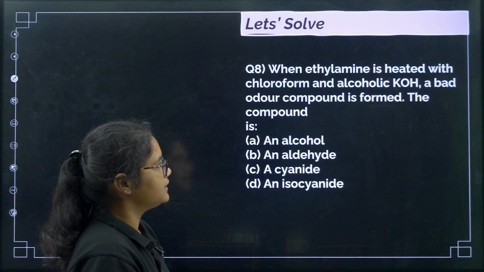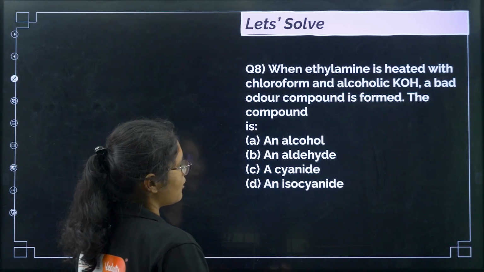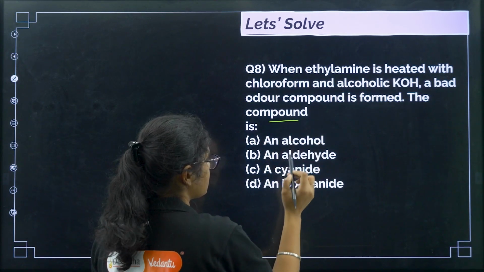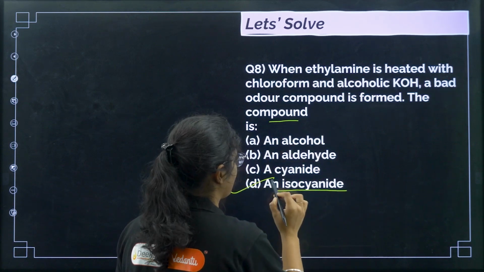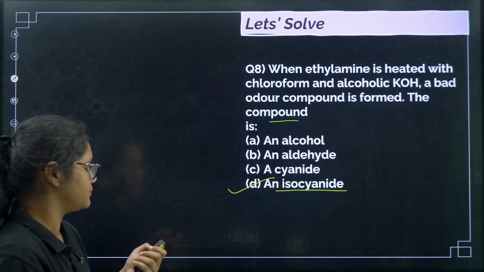Next, when ethyl amine is heated with chloroform and alcoholic KOH, a bad odour compound is formed. The compound is, just now we discussed, an isocyanide compound, and only primary amines will give you this test. So correct answer is option number D.